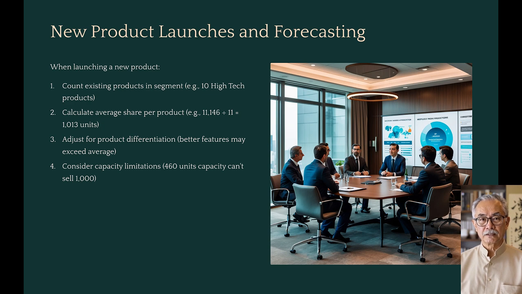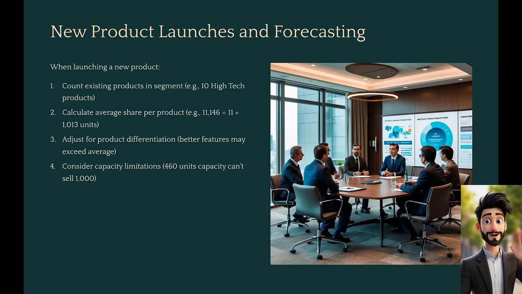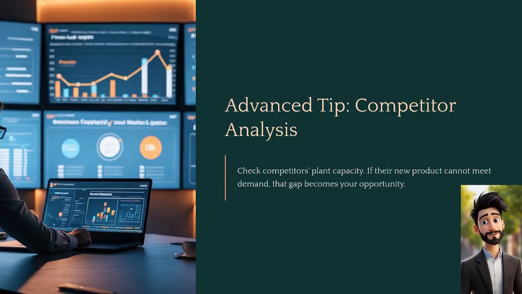But here's the nuance: not all products are equal. If your product has better accessibility, awareness, price, or reliability, you may exceed the average. Also, if that new product has only 460 units of capacity, it won't realistically sell 1,000 units in 1 year. That means there's slack in the market you can capitalize on. Advanced tip: check competitors' plant capacity. If their new product cannot meet demand, that gap becomes your opportunity.